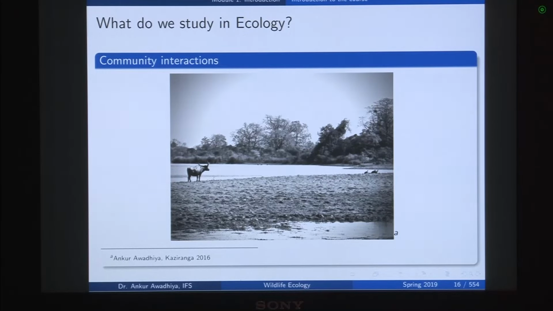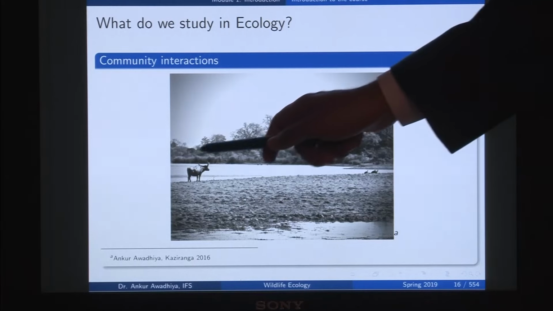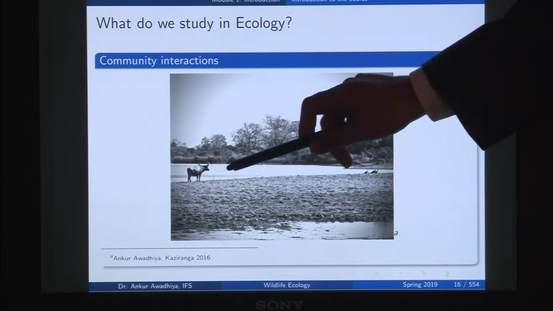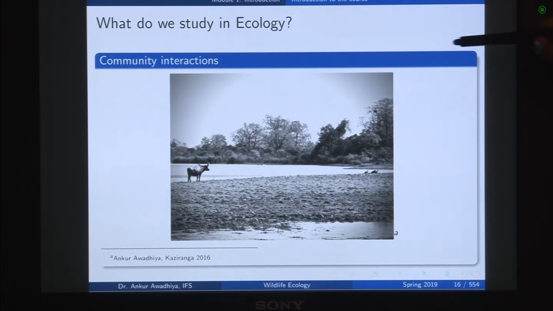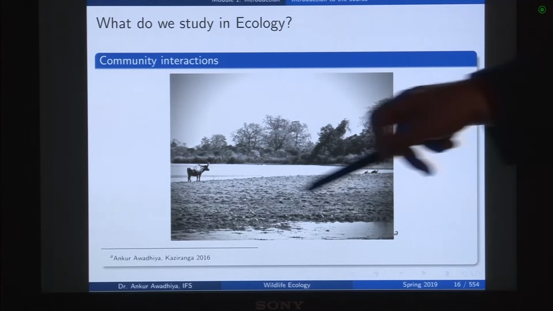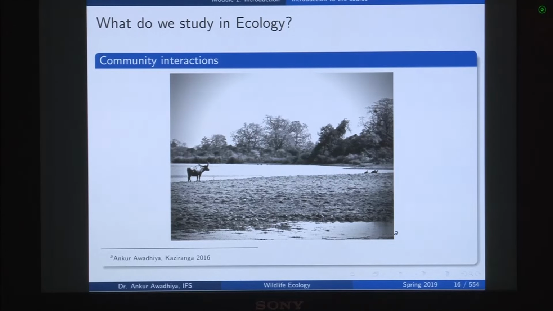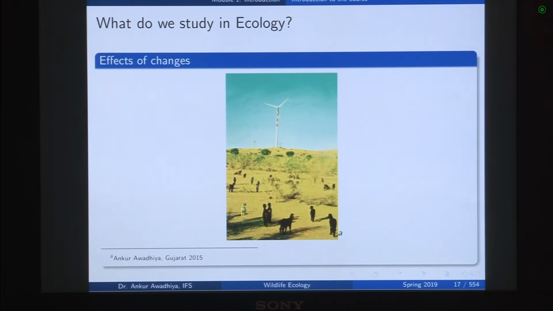Now, similarly, in this situation, if we have the buffalo, is it helping the trees or is it harming the trees or some other vegetation? Similarly, if you look at these vultures, are they helping this system or are they harming this system, and how are they doing that? So, these are the kinds of interactions that we observe in a community, and this is also a topic of study in ecology.